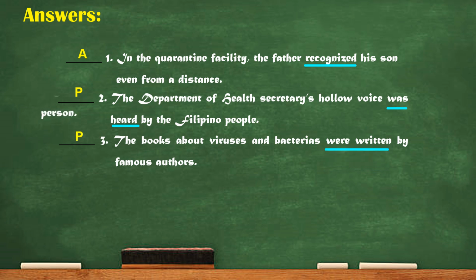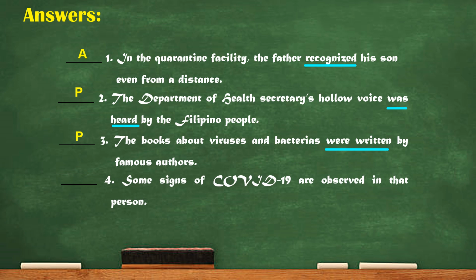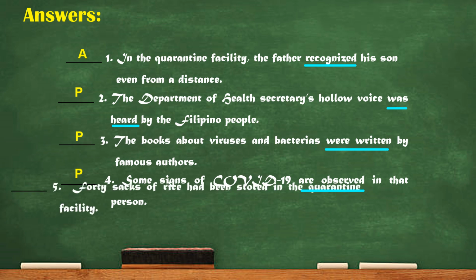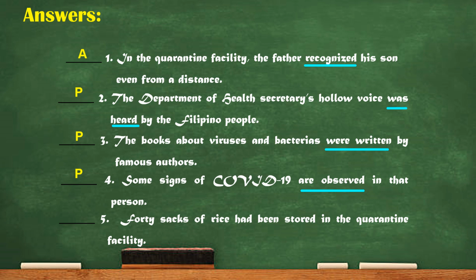For item number 4, some signs of COVID-19 are observed in that person. Correct. Are observed is the verb and the sentence is in the passive voice. Let's proceed to item number 5. 40 sacks of rice have been stored in the quarantine facility. Had been stored as the verb while the sentence is in the passive voice. You're doing great!